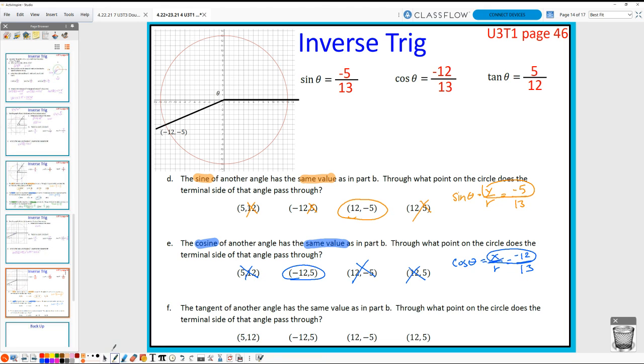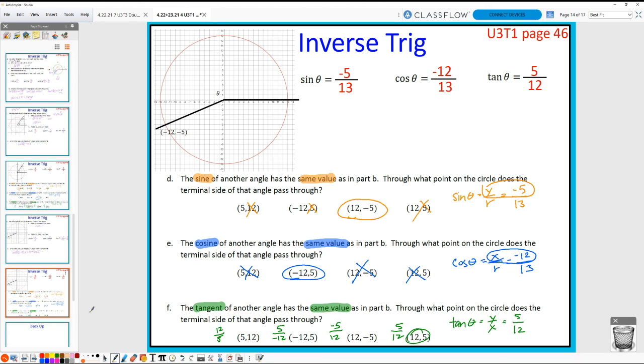For tangent, I have to make the calculation of y over x. That's the thing about tangent. It's a little bit trickier because you do need to make that calculation. In this case, I have 5 over 12. Oh, actually, no, I lied. Never mind, because I think your homework's a little bit different, but that's okay. So again, I'm just going to do y over x for each one. This is 12 over 5. That's not the same value. This is 5 over negative 12. That's not positive. Negative 5 over positive 12 is also negative. This is the only one that makes sense.